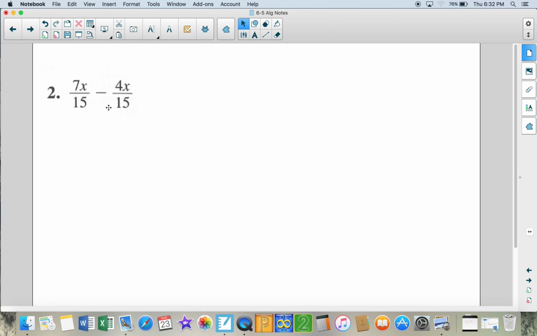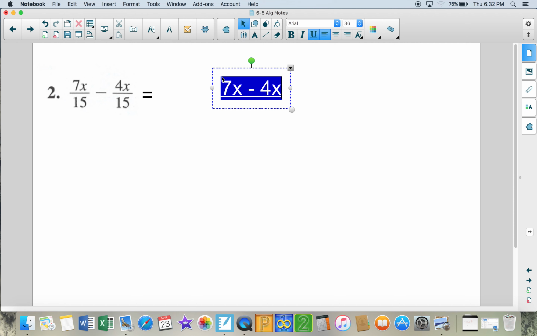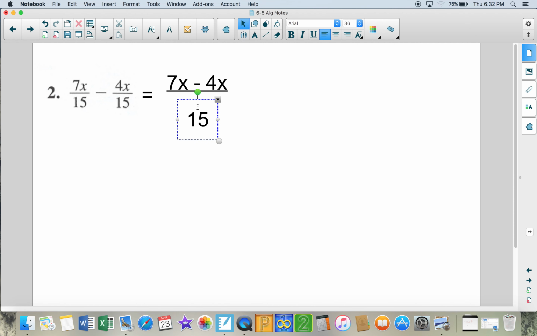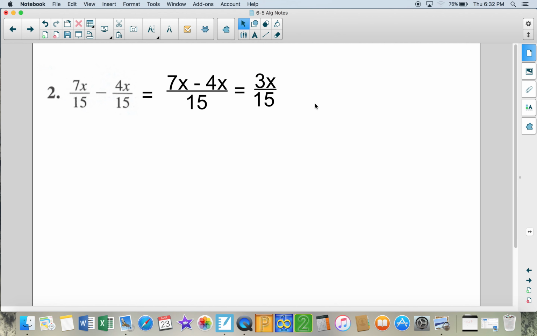The next example, again, we have common denominators, so we can combine the terms in the numerator in one line, and you can write 7x minus 4x over 15. These are like terms. 7x minus 4x equals 3x over 15. And again, much like the previous problem, we could even simplify this. So we're going to divide that by 3 and divide this by 3, and we get 5.